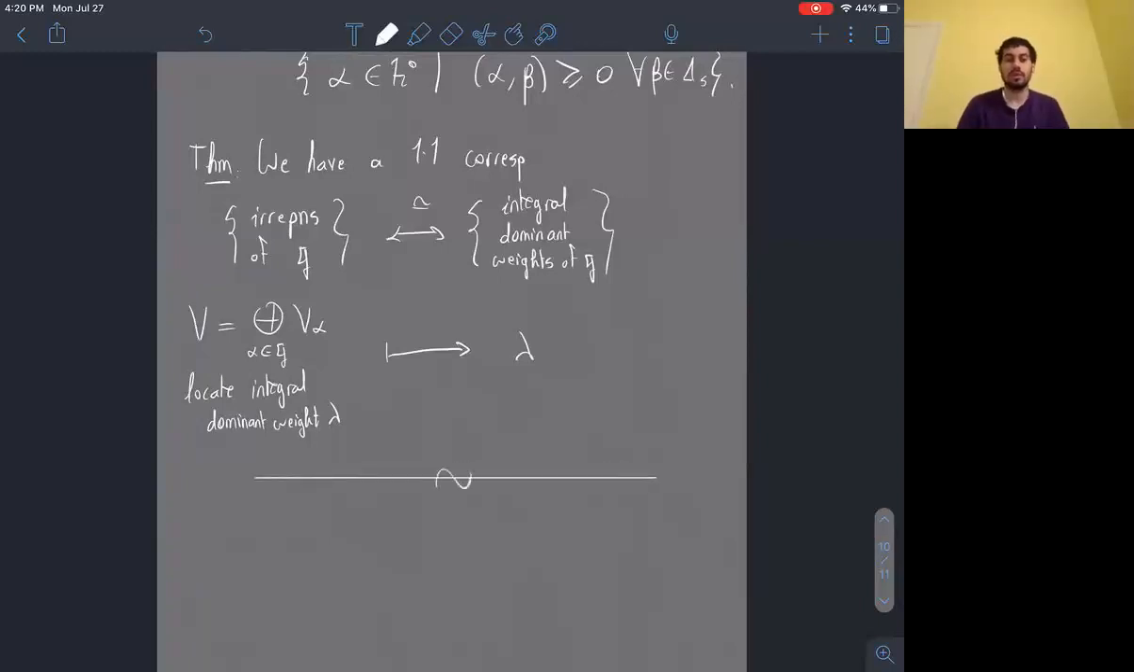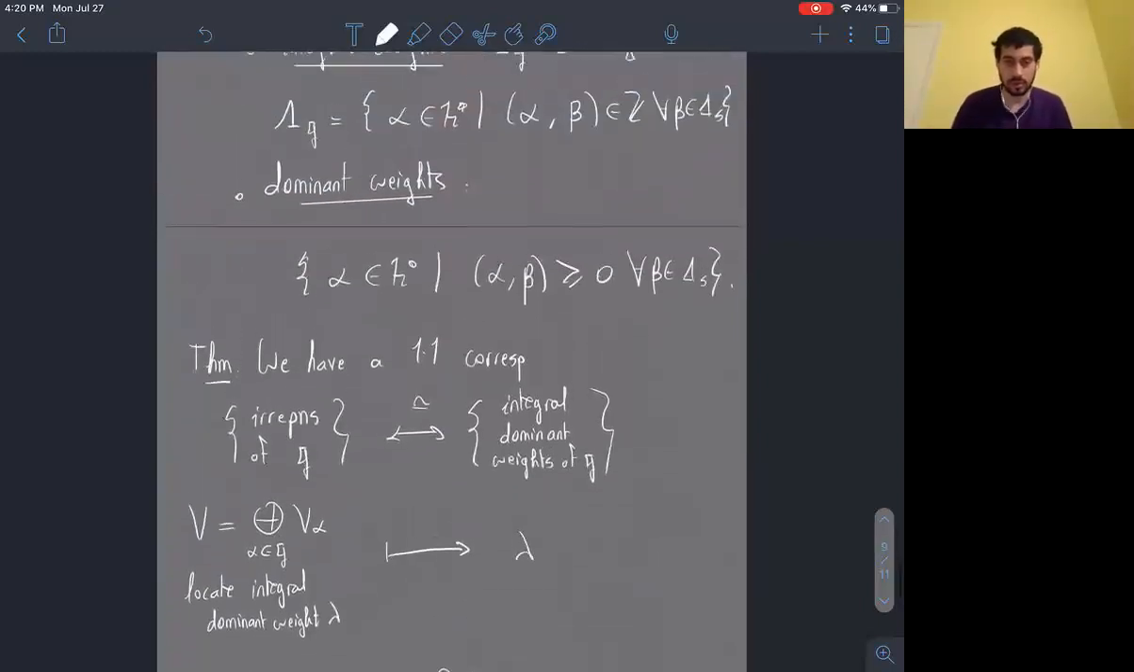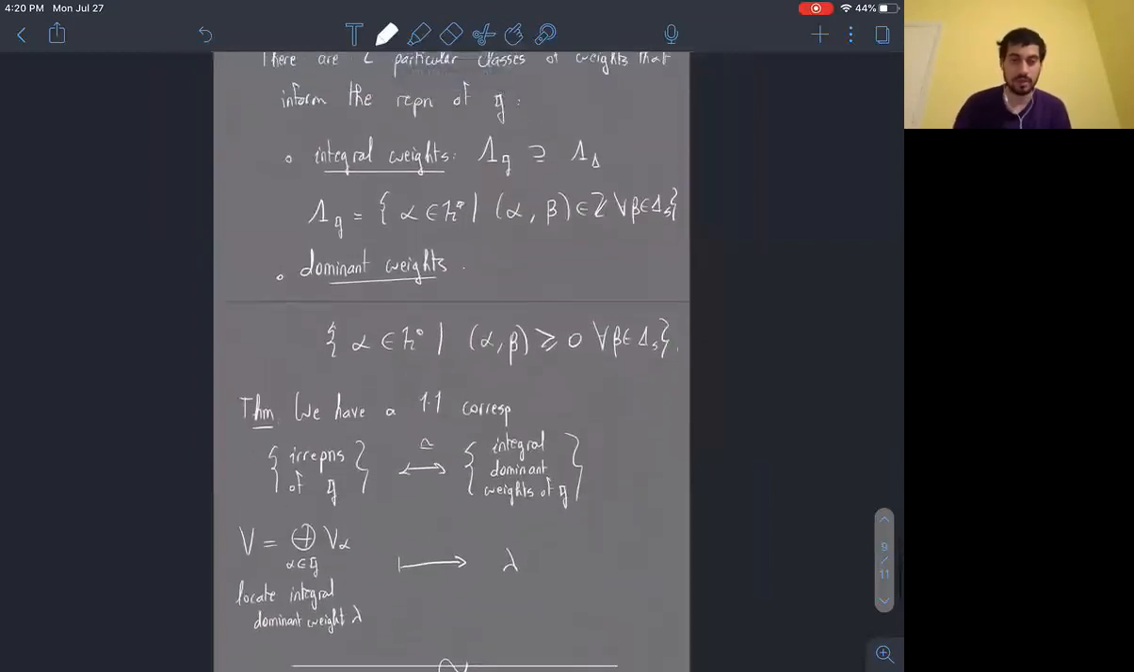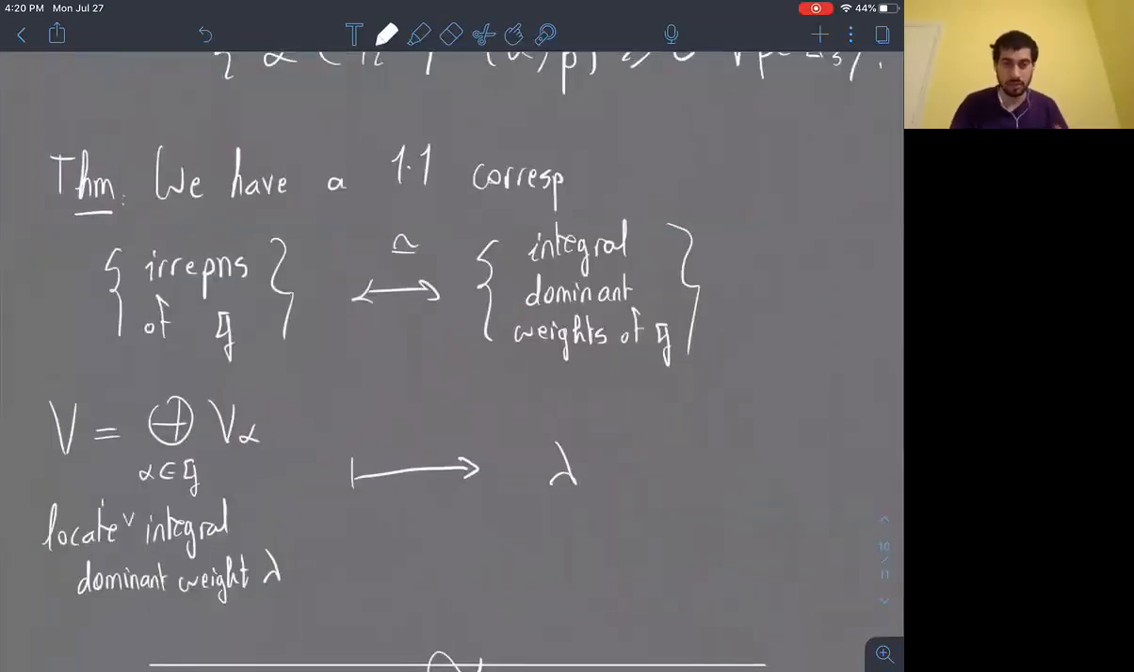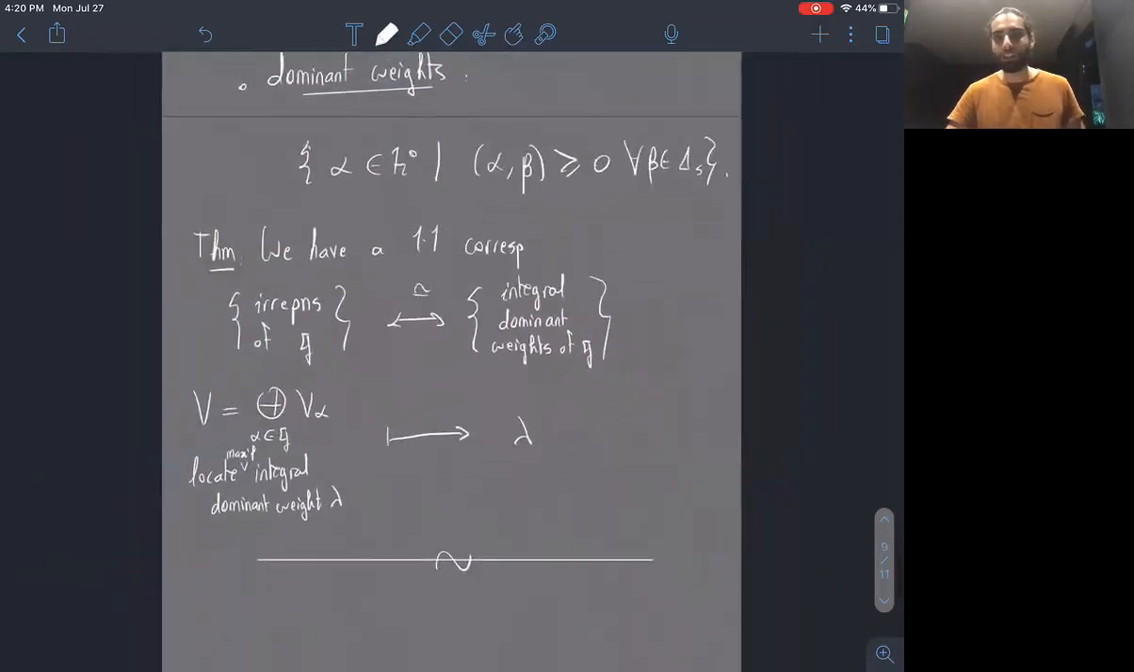Saad, just one short thing. I think this probably goes without saying, but just for clarity, you have to take lambda there to be the maximal integral dominant weight. There might be many, but there's going to be one which is maximal there. Yeah, that's a good point. It should be the highest weight.